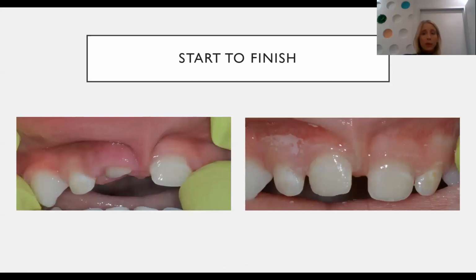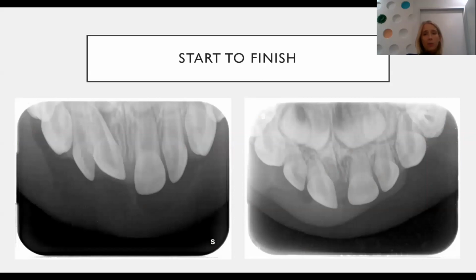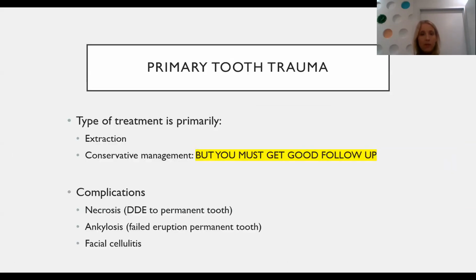So just a quick recap here to assess how well some of these traumatized teeth can do. Here are the photos from start to finish. And now the radiographs. You can see on the x-rays as well the healing potential of primary teeth. Once again, management is dependent upon the type of trauma and the diagnosis. So to review, for primary trauma, the 2 types of treatment are primarily extraction or conservative management.